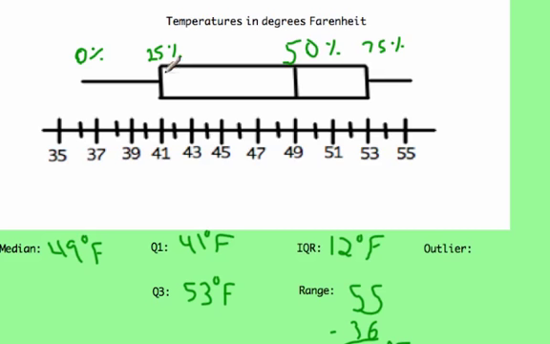So that's why your interquartile range will always be a smaller number than your range, or at least equal to your range. There are rare cases where the interquartile range and the range, I guess, could be equal. So you can kind of get a picture there of how these numbers work.